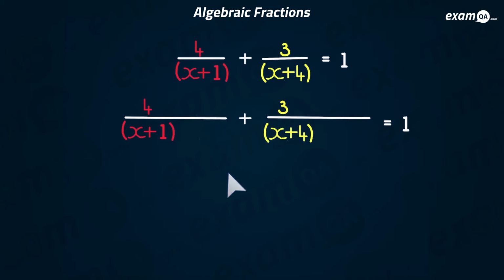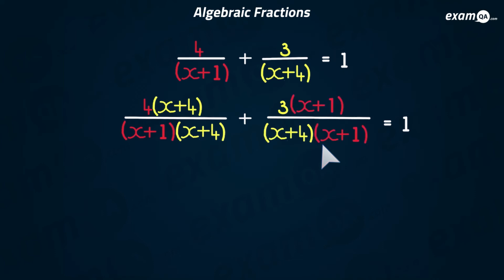So the left fraction, we're multiplying the top and bottom by x plus 4. Remember, we have to do it to both top and bottom to keep that fraction the same. And we've done that. And in the other fraction, we're going to multiply the top and bottom by x plus 1. And we've done that also. So we've multiplied them by each other's denominator. And what you can see here is the denominators are the same now.